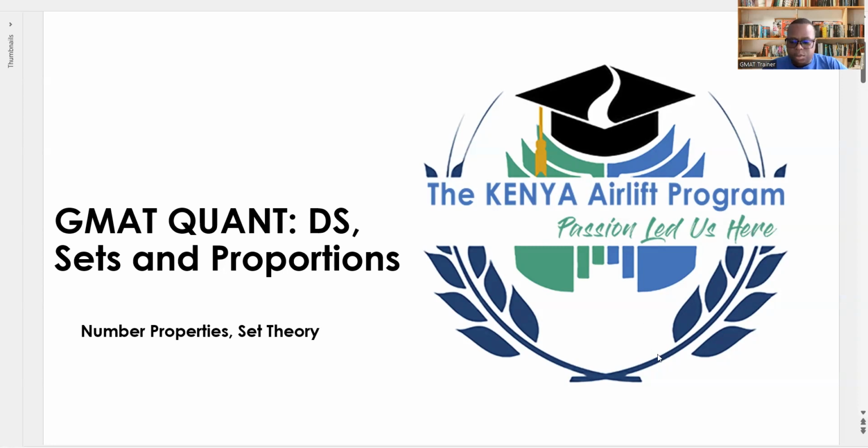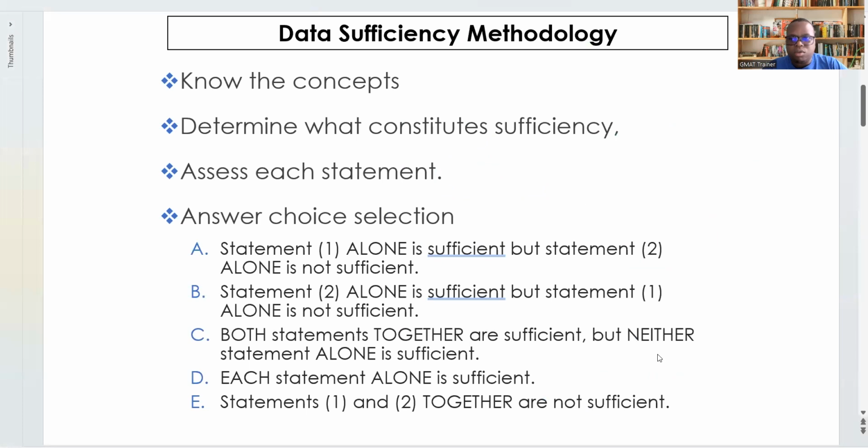First and foremost, it is important to know how to approach data sufficiency questions. This is a methodology that I recommend, and I think it is one of the best out there. It works for many and it helps. First, you need to know your concepts in regard to the questions being asked. Determine what constitutes sufficiency in that question stem before you go to the statements. Once you know what will constitute sufficiency, it will be easier for you to assess the statements.